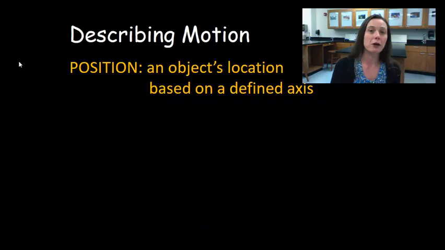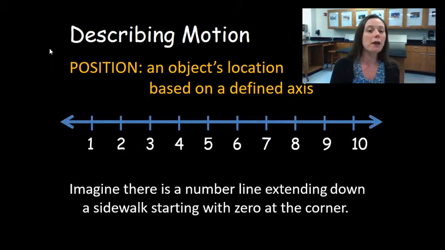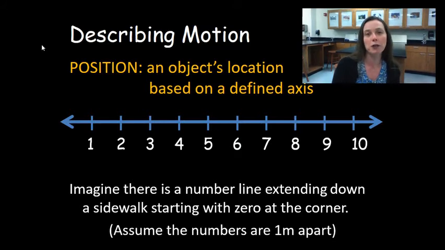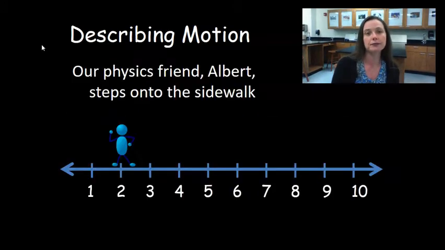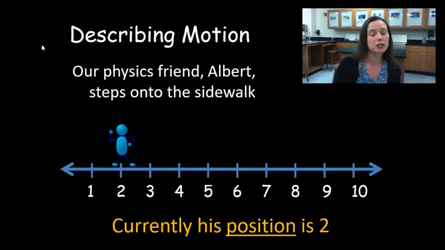We'll begin by talking about position. Position is an object's location based on a defined axis. So imagine you have a number line extending down the sidewalk, starting with 0 at the corner, and that the numbers are spaced about 1 meter apart. Our physics friend, Albert, steps onto the sidewalk. Right now, his current position is 2.